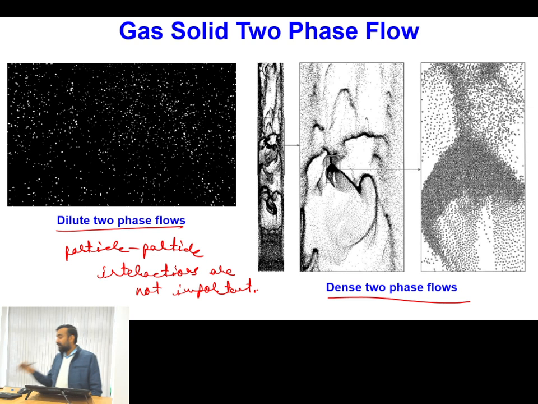However, in case of dense gas solid flows, you can see the very close arrangement where particles are very densely packed to each other. If I zoom in on this portion and make this big frame, then I can find some clusters of particles which are densely packed. If I zoom in further, here you can see the densely packed particles, and in between them you have some voids. But here particles are so closely packed that particle particle interactions are important.